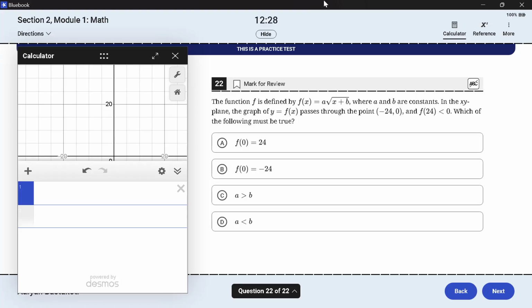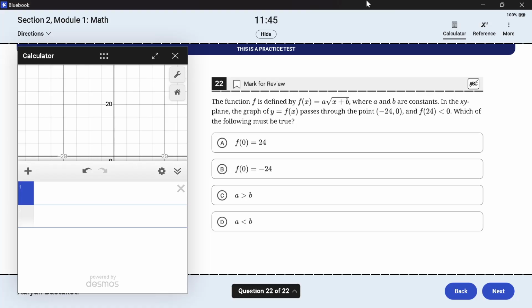Since f of 24 is less than 0, a root under 24 plus b will be less than 0, meaning either a has to be negative, or root under 24 plus b has to be negative, which is not possible. So a has to be negative. A is a negative term. And if a is a negative term, then it can't be 0. So b has to be equal to 24.